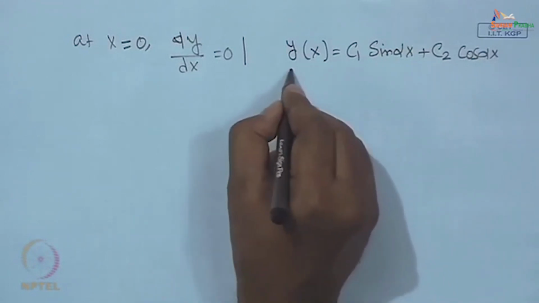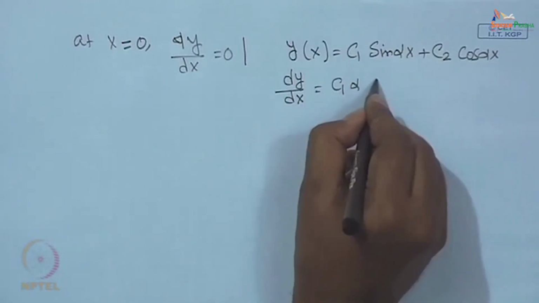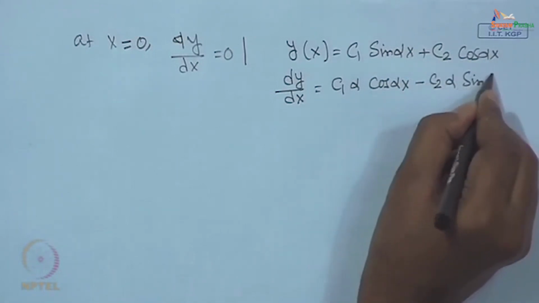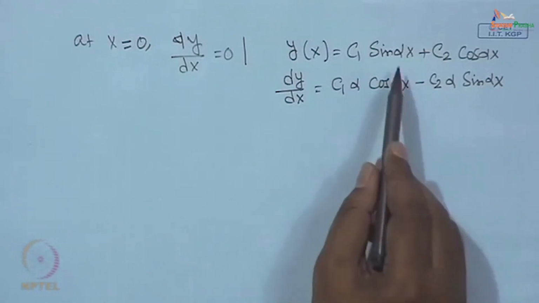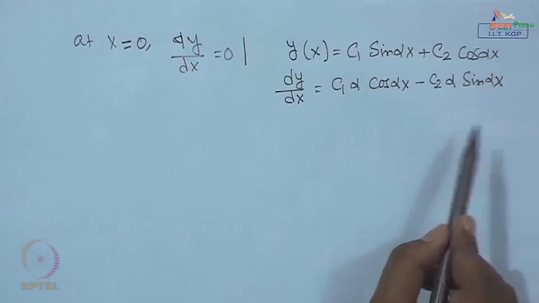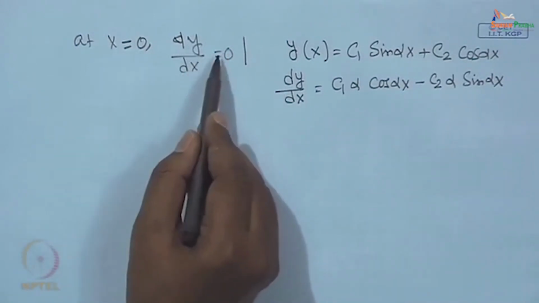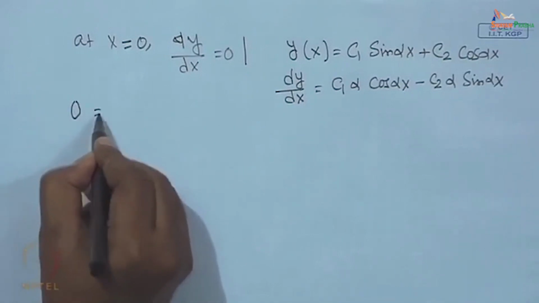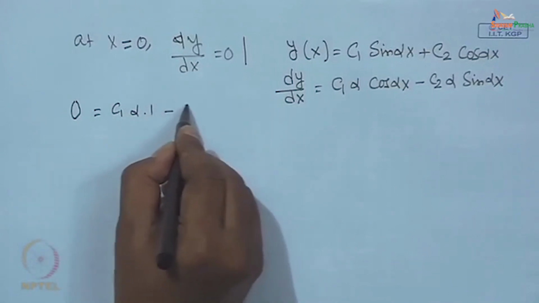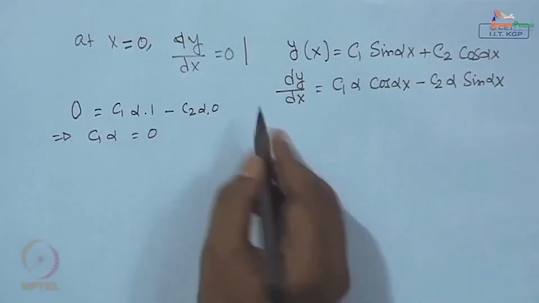Now, we evaluate dy dx. dy dx becomes c1 alpha cos alpha x minus c2 alpha sin alpha x, remembering that differentiation of sin alpha x is nothing but alpha cosine alpha x and differentiation of cosine alpha x is nothing but minus alpha sin alpha x. Now, putting x is equal to 0, dy dx is equal to 0, what you will be getting is 0 is equal to c1 alpha cos 0, which is 1, minus c2 alpha sin 0. So, you will be getting c1 times alpha is equal to 0.